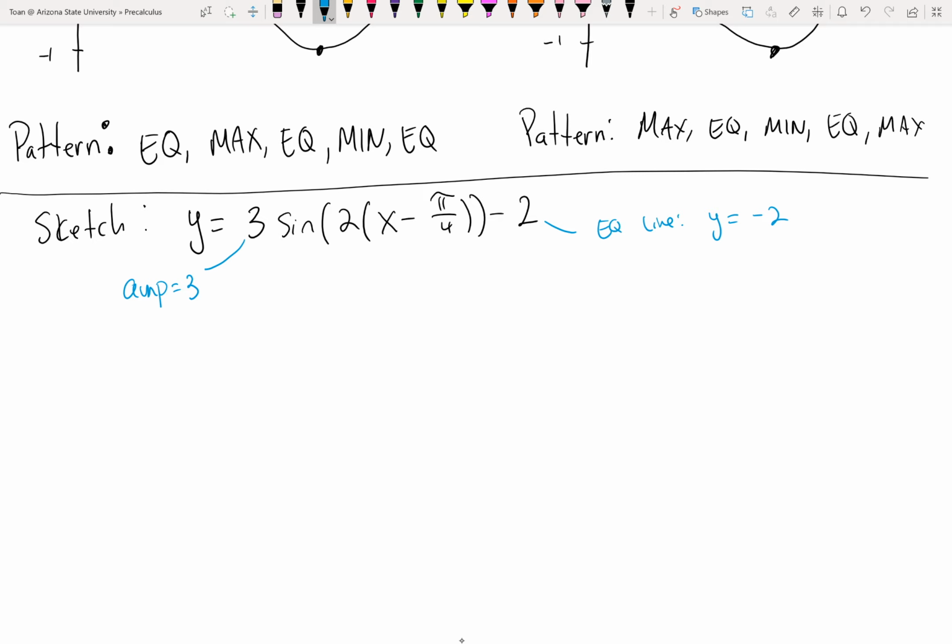The next easy thing to figure out is the phase shift. Right, so just by normal function transformations, we have an x minus, so everyone should know that goes to the right by pi fourths. This right here will probably be the more, not difficult, but the more important one. Anything that's multiplying the x will affect the period, and the relationship is 2 pi over whatever that number is. So that equals pi.